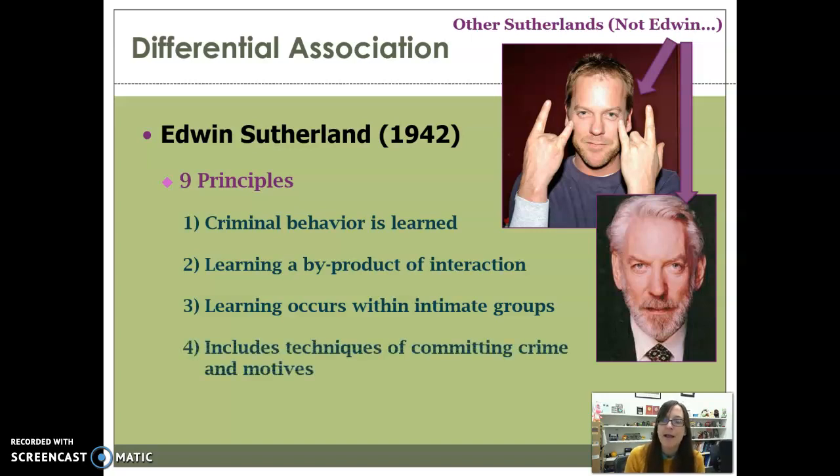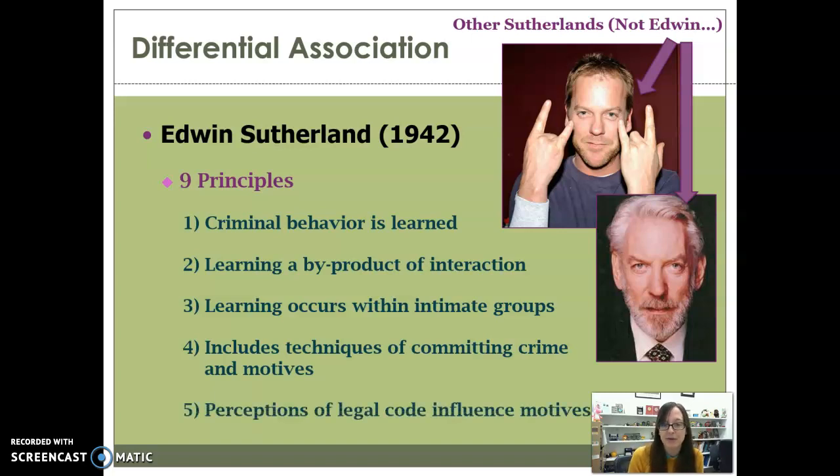The fourth principle is that this learning process includes the techniques of committing the crime and the motives. Whether it's a simple crime or a complicated crime, there are techniques, whether it's how to choose a victim or the right house to break into, how to pick a lock, or how to commit online fraud and identity theft. But it's also about the motives and the drives, the rationalizations, the attitudes.